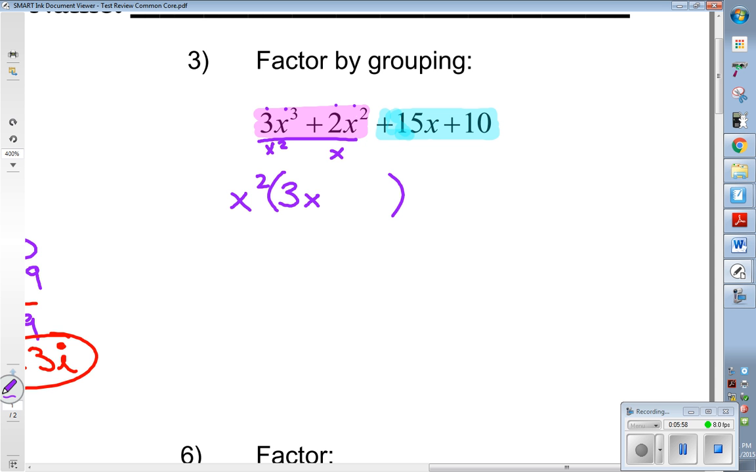I'm going to do the same thing with the second one. I'm going to take an x squared out, just like we took out before. If I take a 2, there's nothing to take that 2 out, so it's still plus 2. But if I take an x squared out, I wouldn't have anything left over, so it's just that.